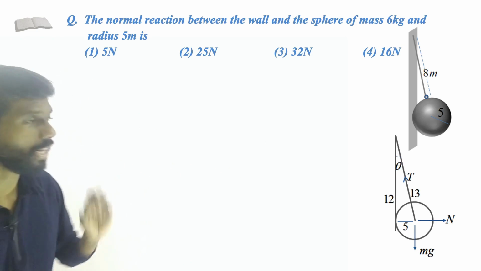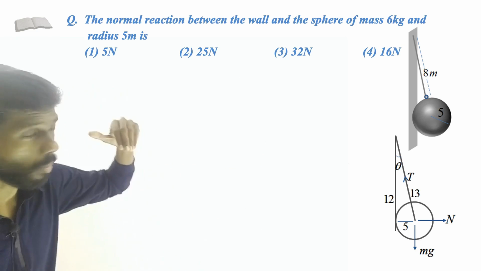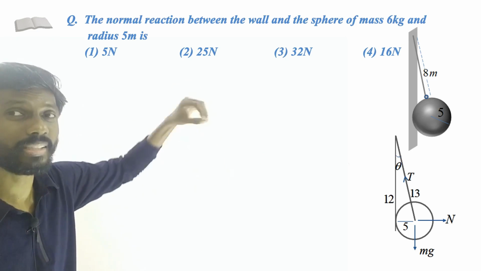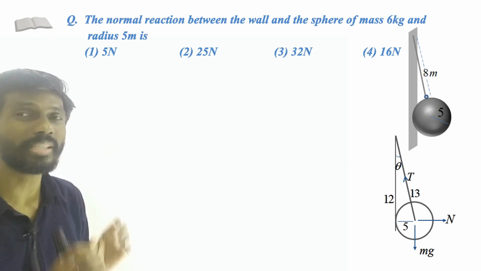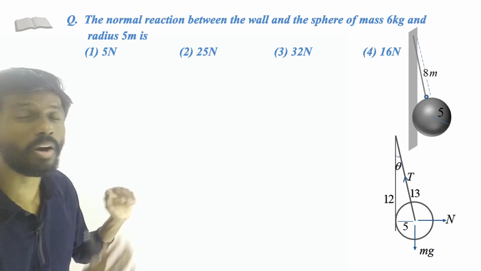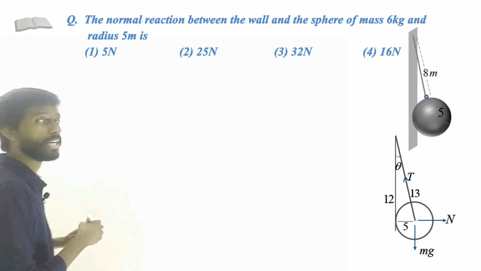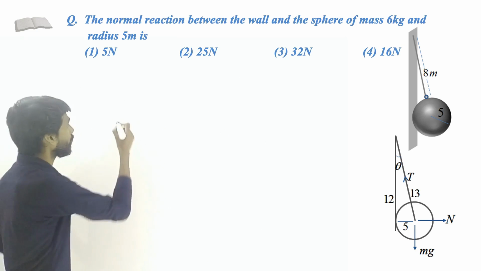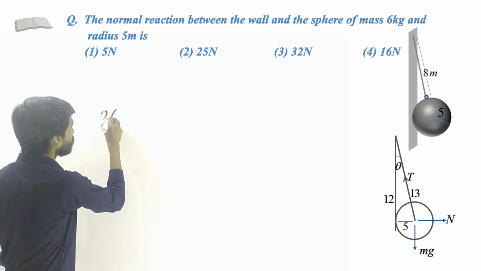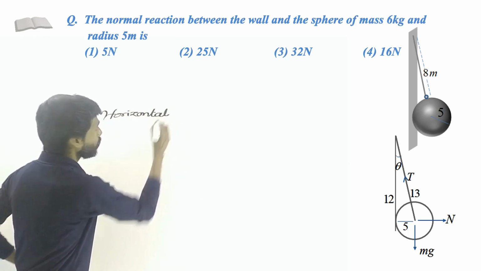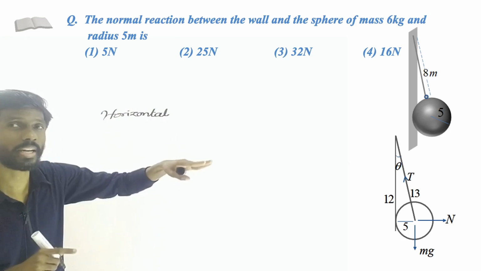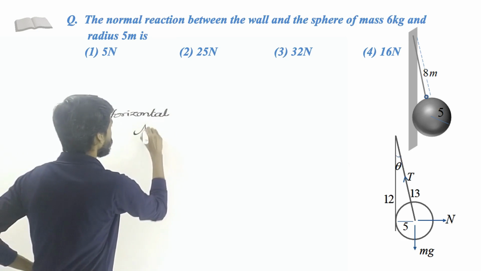Similarly, we also have the component of the tension. The tension is along this string. The tension has a component in the horizontal direction. So these two forces act on this sphere in the horizontal direction. So let us consider these two directions, horizontal and vertical direction. So in the horizontal direction, what are the forces acting? The normal reaction is acting in this direction, right?